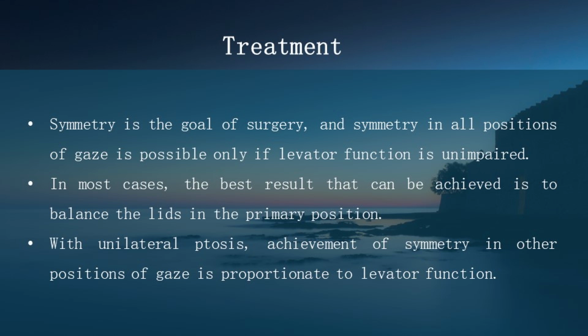Symmetry is a goal of surgery. Symmetry in all positions of gaze is possible only if levator function is unimpaired. In most cases, the best result that can be achieved is to balance the lids in the primary position. With unilateral ptosis, achievement of symmetry in other positions of gaze is proportionate to levator function.